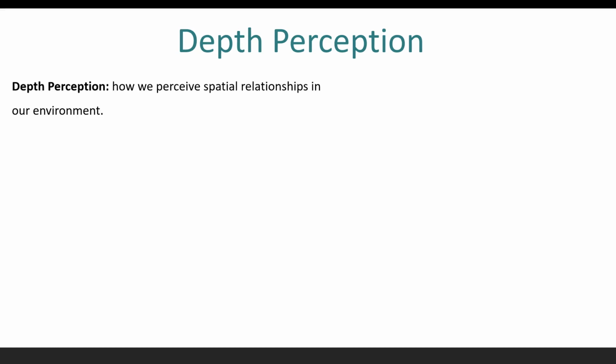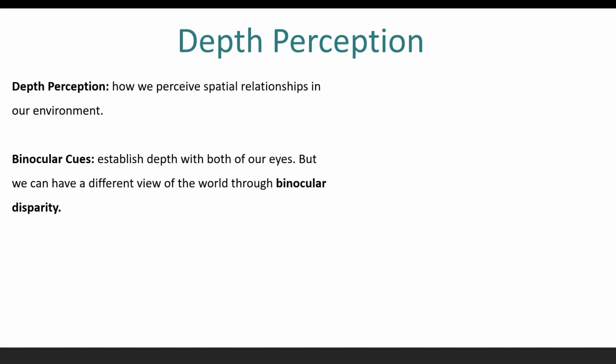And then moving on to depth perception. This is how we perceive spatial relationships within our environment. And we use binocular cues to establish depth using both of our eyes. But we can also have different views of the world through binocular disparity.